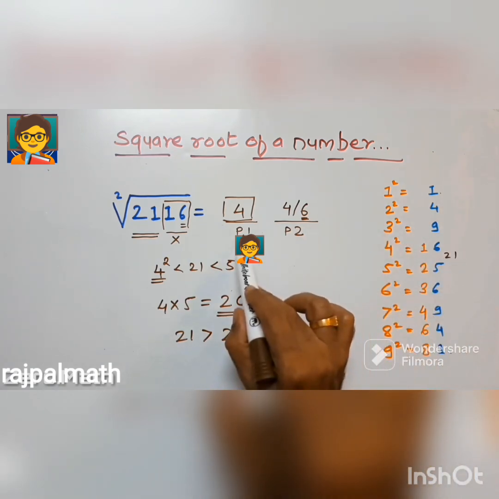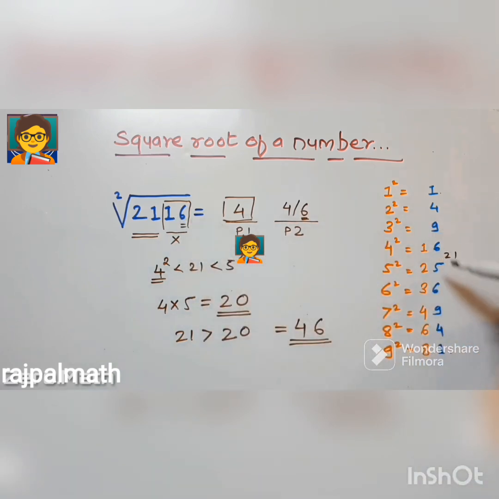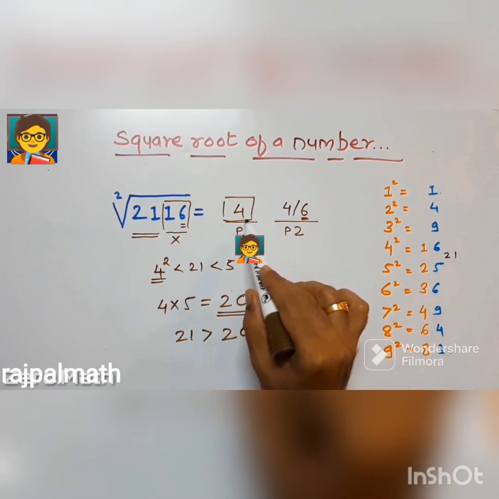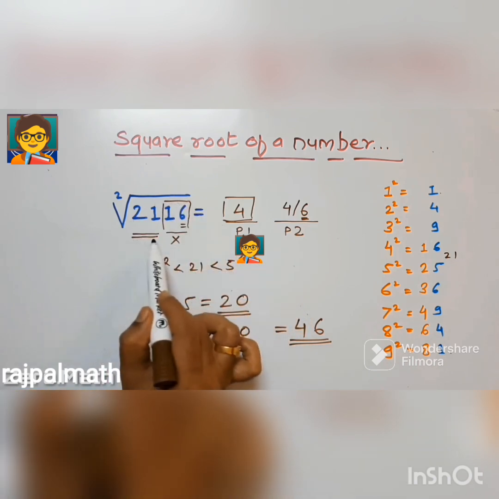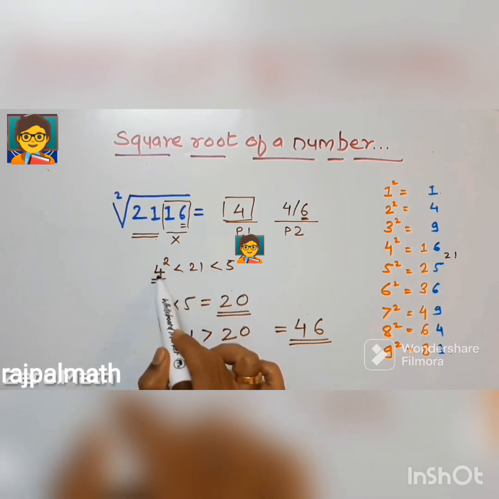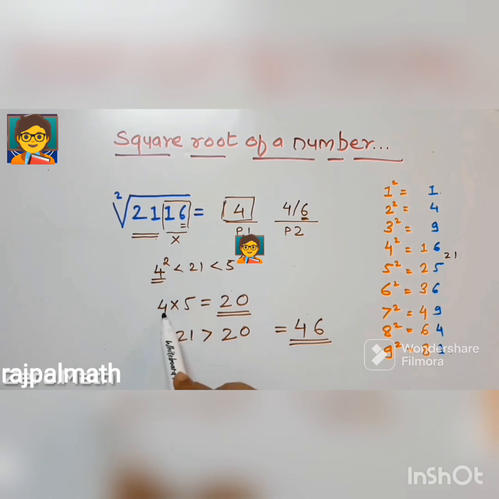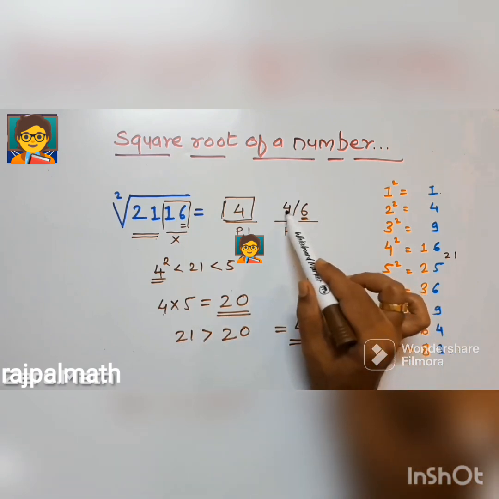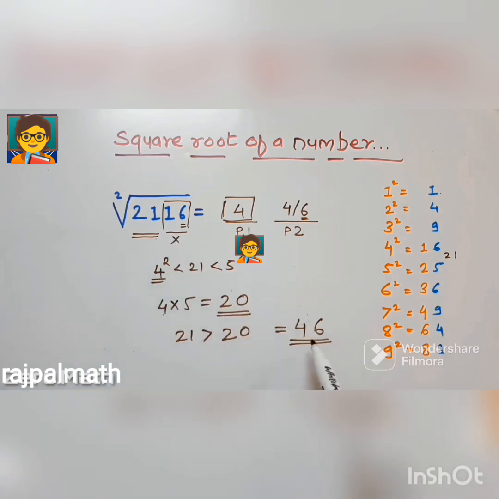Let's repeat. We divide our answer into two parts, P1 and P2. My P2 is 4 or 6, as my number ends with 6. So possible values are 4 and 6. To determine P1, we have ignored the last two digits of the number and taken the rest of the part, which is 21. So 21 is between 4 square and 5 square. So we have taken the lower digit, which is 4. Now this part of the answer is fixed. We have multiplied 4 by the next consecutive digit, which is 5. The answer is 20. We have compared 20 and 21. Since 21 is greater than 20, we have taken the larger digit between 4 and 6, which is 6. So my answer becomes 4 and 6, 46. So the square root of 2116 is 46.